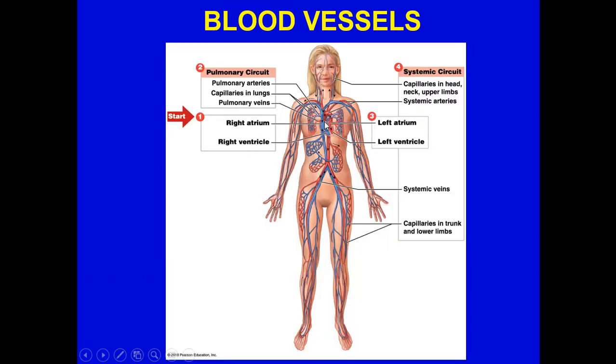Here you see the right atrium and right ventricle sending blood out to be oxygenated in the pulmonary circuit. We start off with pulmonary arteries, come to the capillaries in the lungs, and then the pulmonary veins, which return the oxygenated blood back into the left atrium, then the left ventricle, and then throughout the entire systemic circuit.